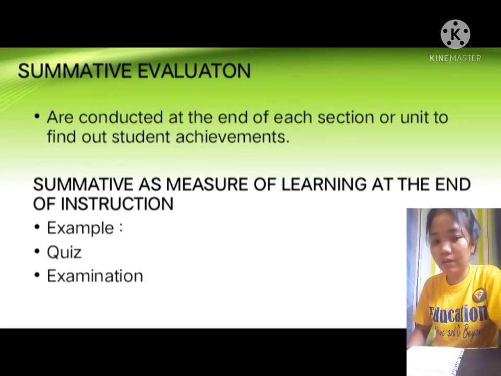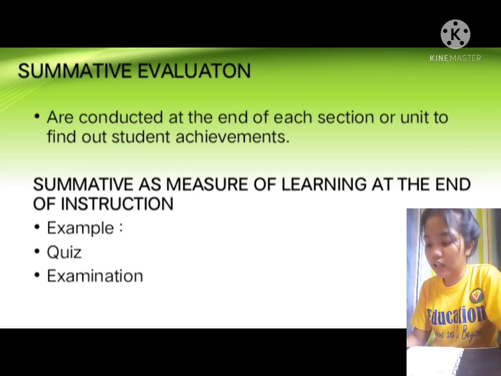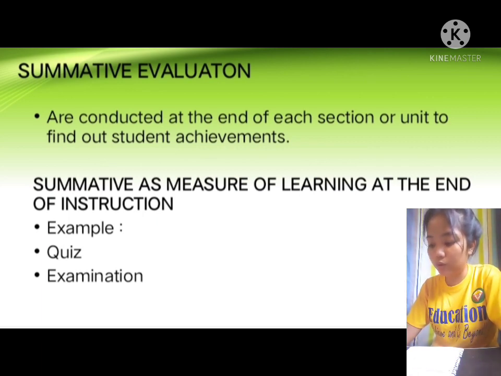Next is summative evaluation. Summative evaluations are conducted at the end of each section or unit to find out students' achievements. Summative is a measure of learning at the end of instruction. Examples are quizzes and examinations. So, summative evaluation is a result of learning experience. Kasi ginagamit para graduhan ng mga student base sa lesson na itinuro mo. Tapos pwede mong i-compare yung result ng exam if na-meet yung standards na sinet mo.